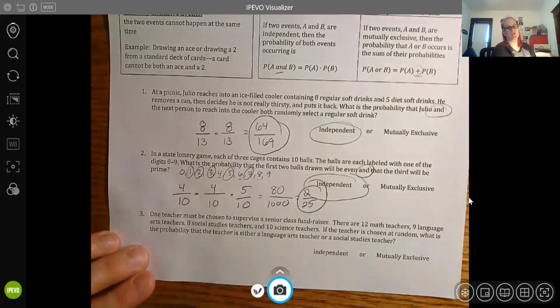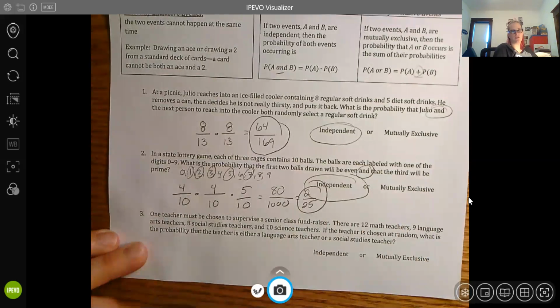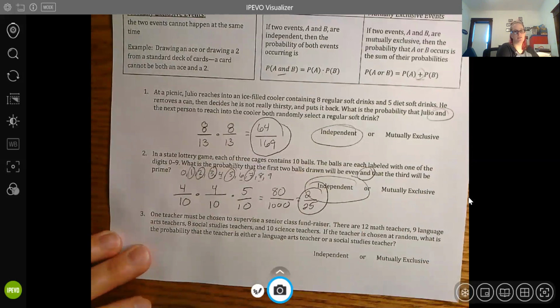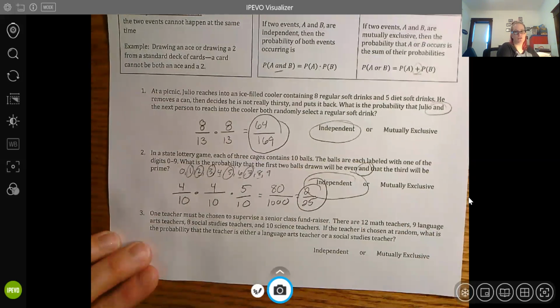All right, one teacher must be chosen to supervise the senior class fundraiser. There are 12 math teachers, 9 language arts teachers, 8 social studies, and 10 science teachers. If the teacher is chosen at random, what's the probability that the teacher is either a language arts teacher or a social studies teacher? Okay, so this is mutually exclusive because generally teachers just teach one subject.